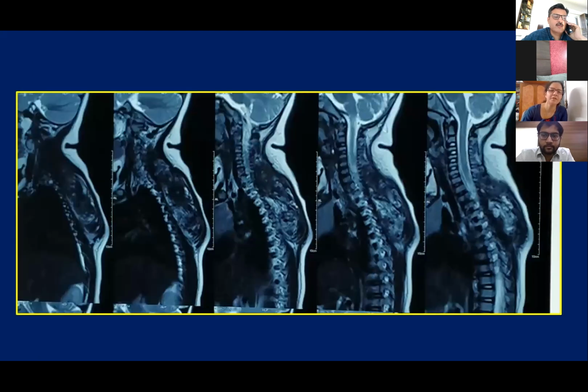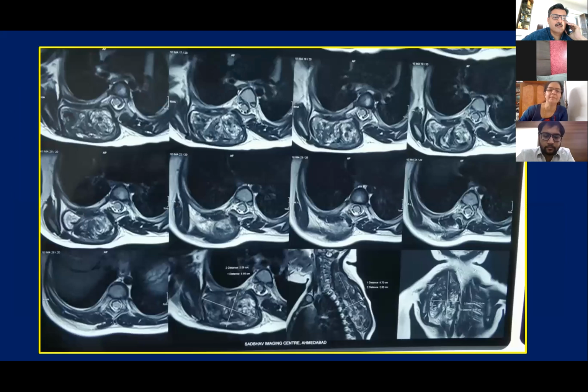There is compression on the muscle. As such, there is no muscle edema. So aggressiveness is not looking. It is not a very aggressive looking lesion on MR.